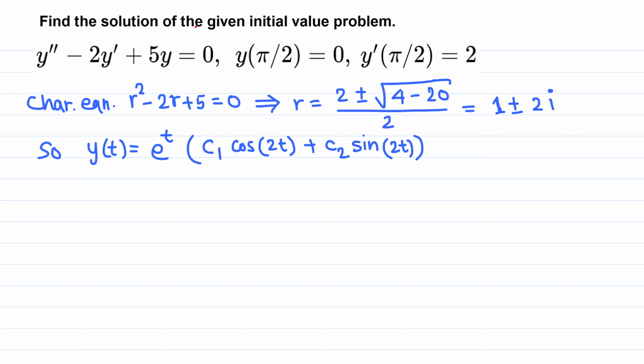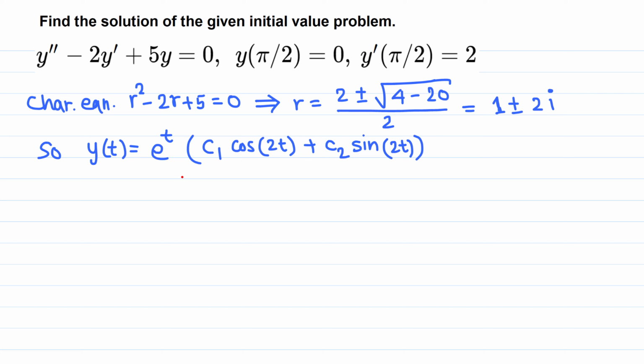Find the solution of the given initial value problem. So we have a second order ODE and two initial conditions. So for this homogeneous equation, we have the characteristic equation r squared minus 2r plus 5 equals 0. Using the quadratic formula, we get 1 plus minus 2i. So these are complex conjugates.